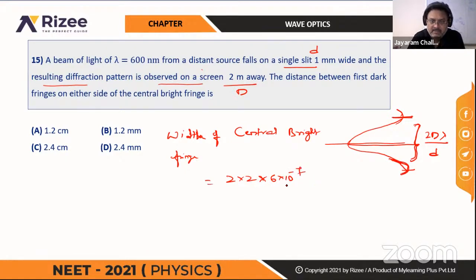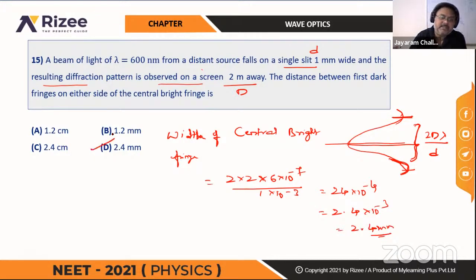So the D value I have written, and this is divided by small d. What is the small d value? It is 1 mm, in the sense 1 into 10 to the power of minus 3. Now we need to solve this, that is 24 into 10 to the power of minus 4, which can be written as 2.4 into 10 to the power of minus 3, or 2.4 mm. So this is our relationship.